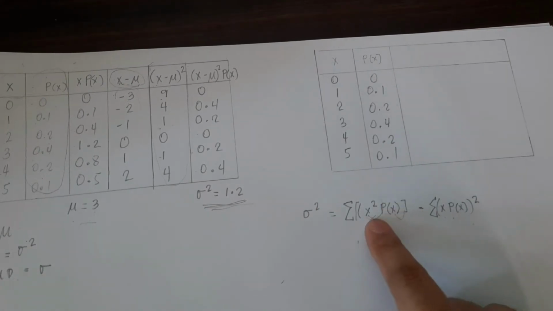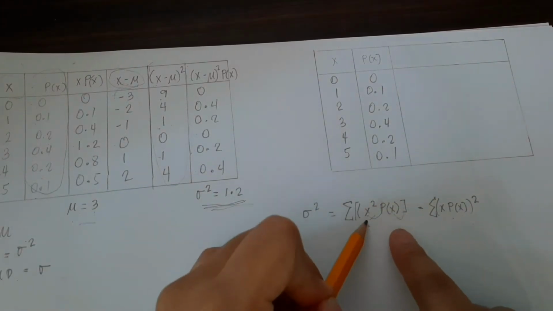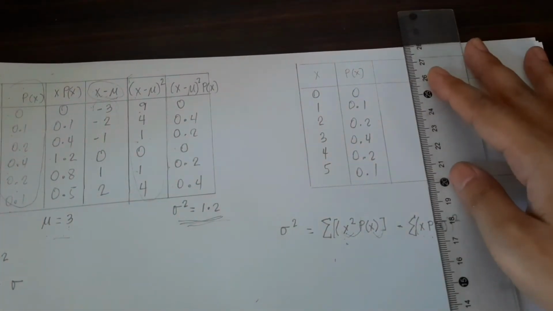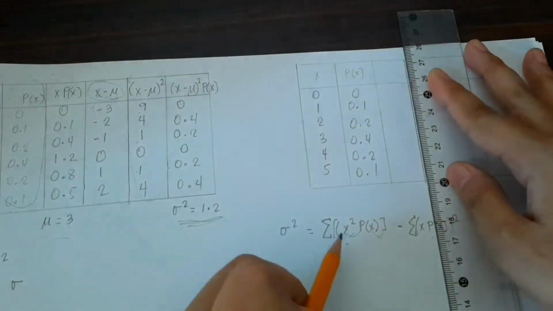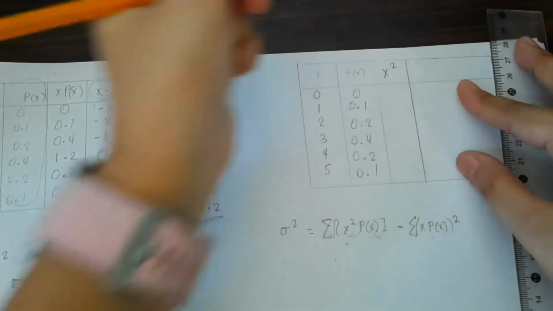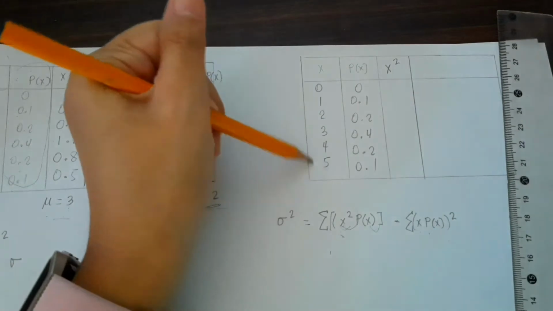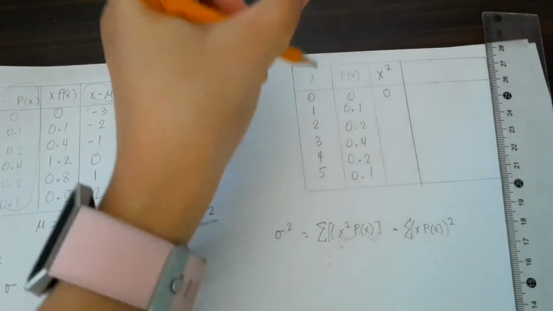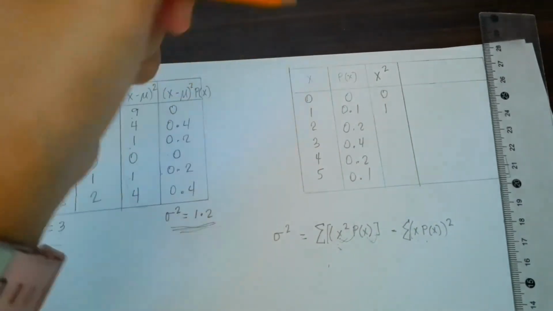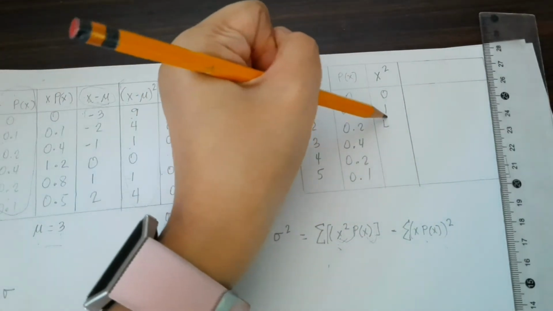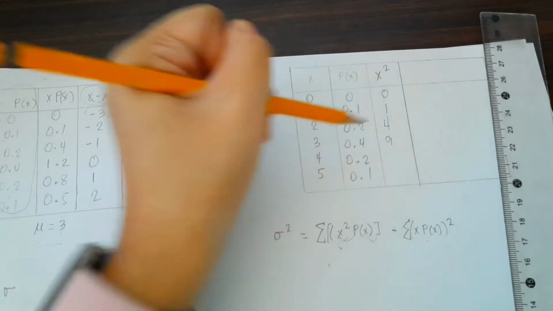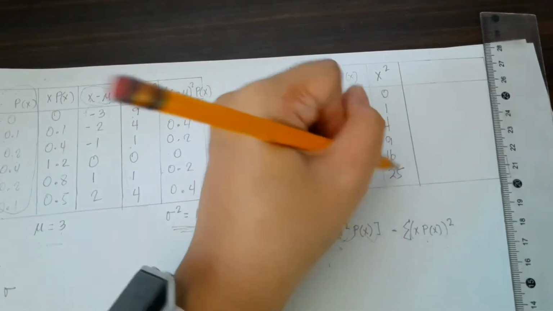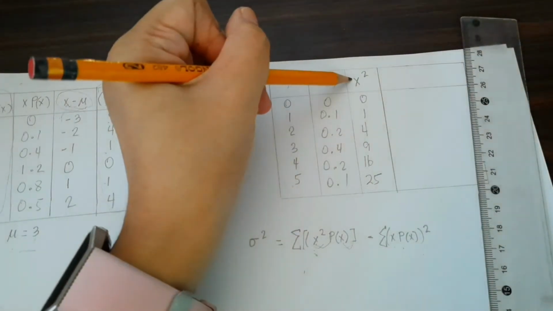So, first is, meron na tayong p of x, pero wala pa tayong x squared. So, ngayon, sa table natin gagawa tayo ng another column, which is, eto na yung ating x squared. So, ang gagawin lang natin, i-square lang natin yung mga value natin sa x. So, 0 squared is equal to 0, 1 squared is equal to 1, 2 squared is equal to 4, 3 squared is equal to 9, 4 squared is equal to 16, and 5 squared is equal to 25. Ayan. So, we have now the x squared.